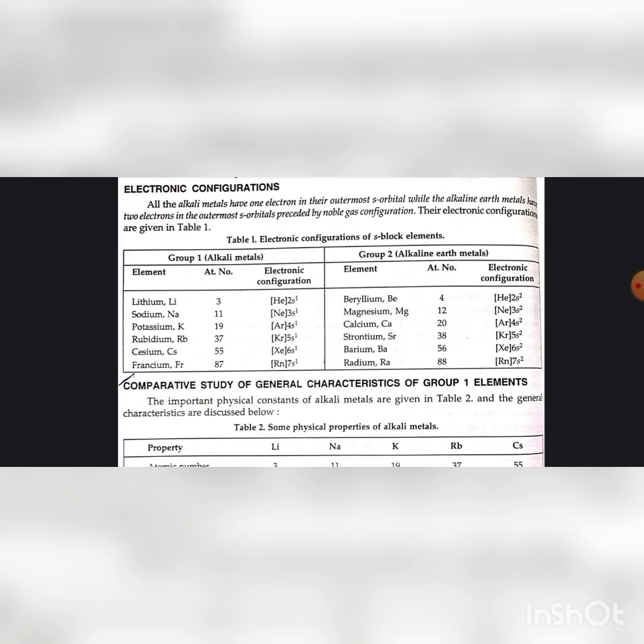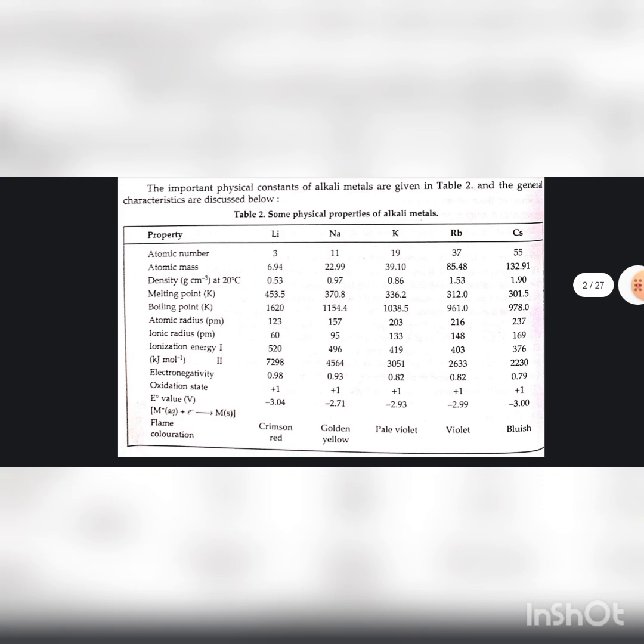Comparative study of general characteristics of group 1 elements. The important physical constants of alkali metals are given in table 2 and the general characteristics are given below. This is the table. Physical properties. First is atomic and ionic radii. Alkali metals have the largest atomic and ionic radii in their respective period. On moving down the group, the atomic and ionic radii increase.